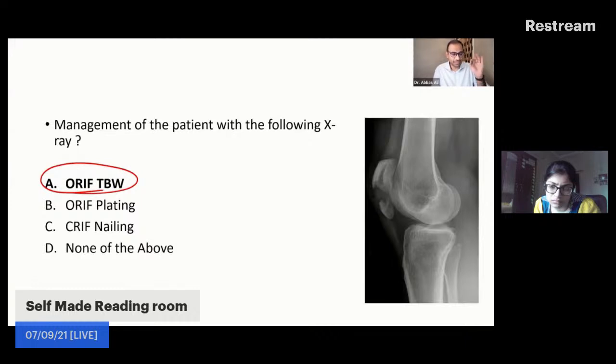Answer is open reduction internal fixation with tension band wiring. Can someone tell me what are the other fractures where we can use the tension band wiring principle? Yes, one is patella, obviously. What else? Olecranon, very good. What else? This is for extra marks. Yes, medial malleolus and lateral malleolus. Excellent.